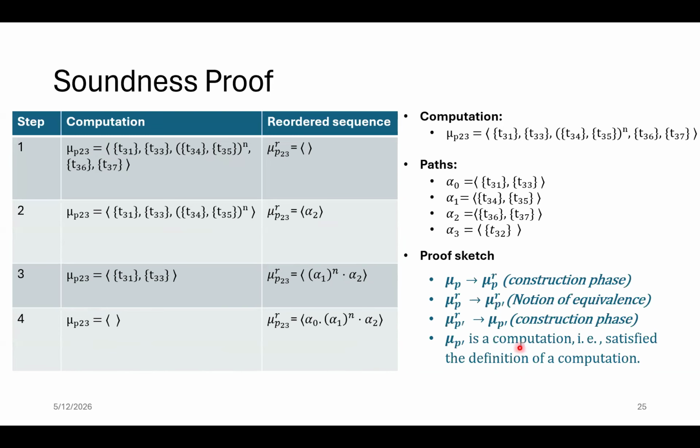So here the proof sketch is that first we have to do the construction phase from the mu P to the mu PR. Then by notion of path equivalence, from the mu PR we can construct the mu P prime mark. But the P and P prime are the correspondence, of course. Without correspondence, we cannot establish equivalence. And then from the mu P prime mark to the mu P prime, again the reverse construction phase. And finally, we have to prove that the mu P prime is a computation. That is, it satisfies all the definitions and clauses of a computation.